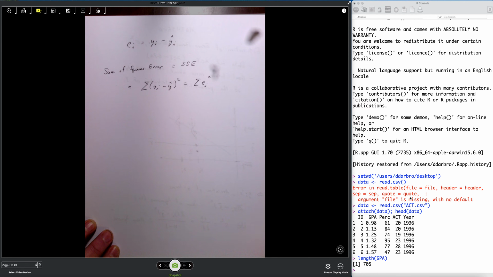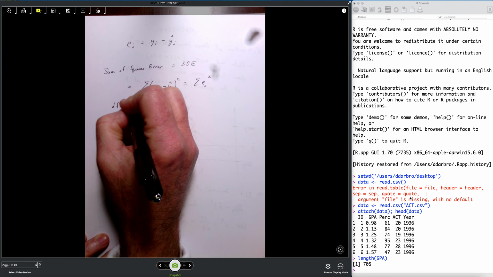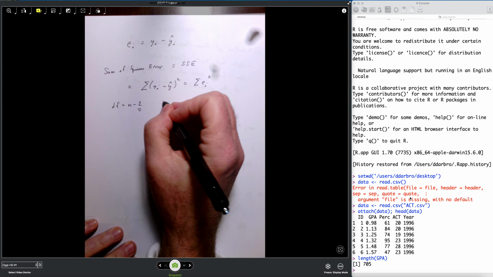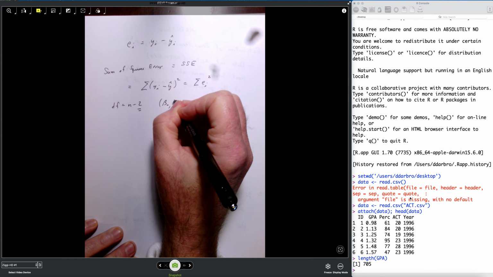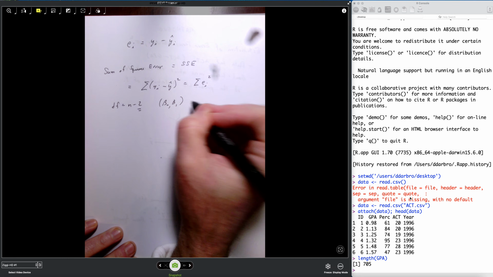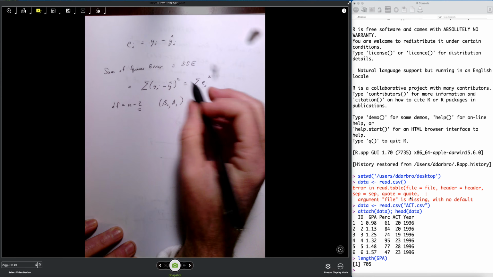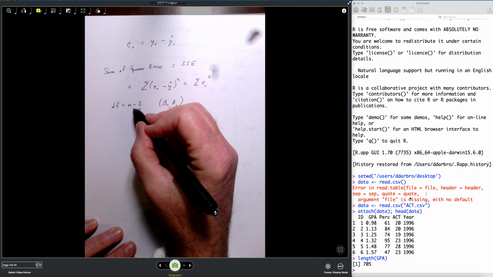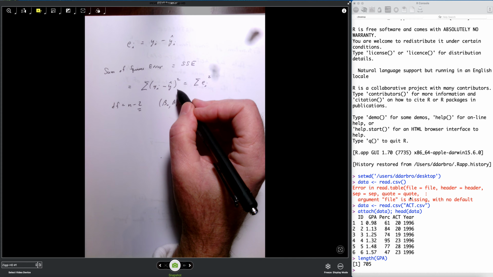with degrees of freedom, we have two estimates that were made. So we lose 2 degrees of freedom. Now, what two estimates were made? Well, clearly we had to estimate beta 0 and beta 1 with B0 and B1. Otherwise, we couldn't have made this predicted value. So our degrees of freedom here changes.